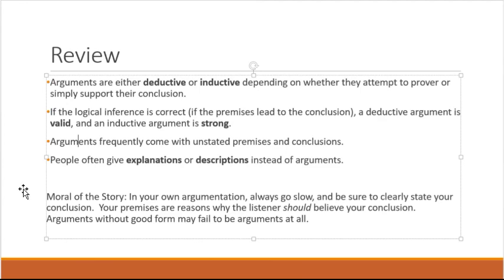Okay, so the moral of the story is just that in your own argumentation, you should always go slow, clearly state your conclusion, and your premises are reasons why the listener should believe your conclusion. So arguments without good form may fail to be arguments at all. So what that means is a deductive argument that has zero logical inference, no logical connection between premises and conclusion, won't really look like an argument. Okay, so these are our terms from this time. Those are the things you'll be doing homework on and being tested on.